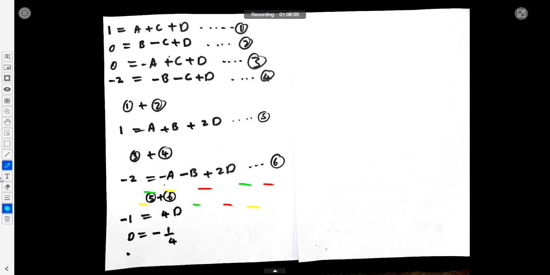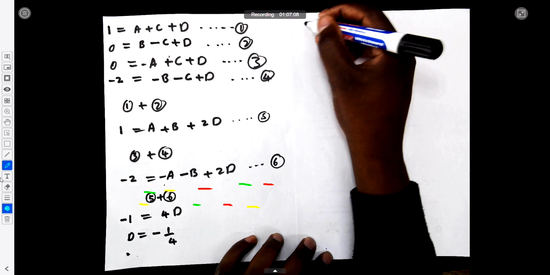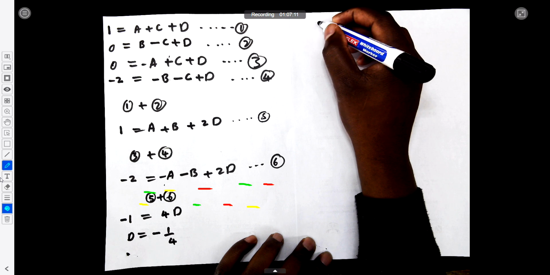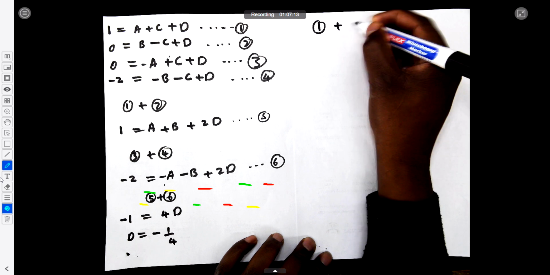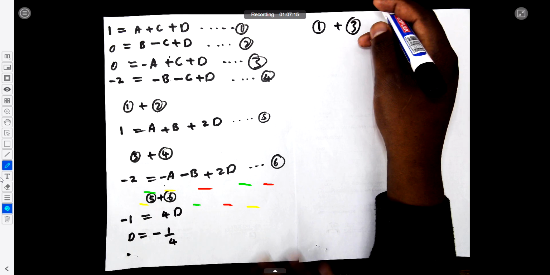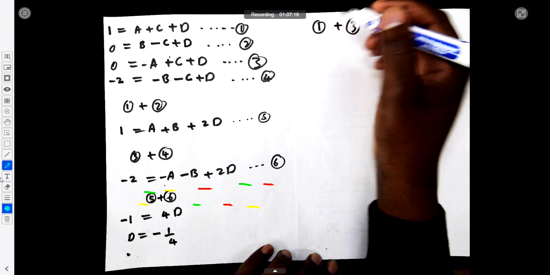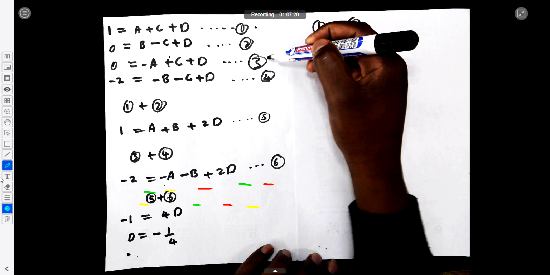So if you want, you can mix, let's say for example, 1 and 4 and 2 and 3. It doesn't matter which one you mix, as long as you don't recycle one equation over and over. So we start afresh. Let's say we want to add equation 1 plus equation 3. So I'm doing them odd and even equations. So we're in 1 and 3.